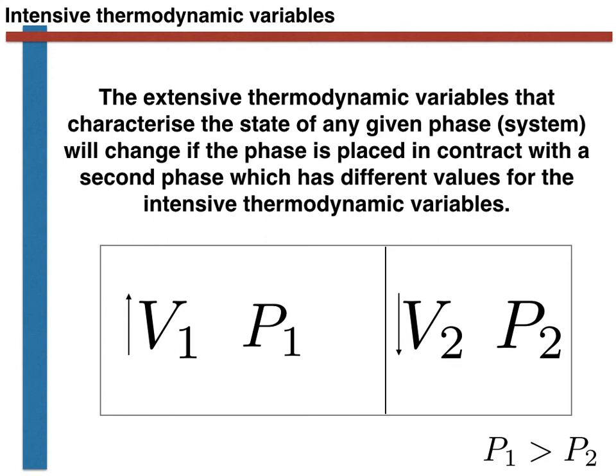As the volume of the first phase increases, the pressure within it will decrease, so P1 will decrease. At the same time, because the volume of the second phase decreases, the pressure goes up, and the expansion of phase 1 stops once the pressures in the two phases are equal. We thus state that at equilibrium, the intensive thermodynamic variables take one single uniform value across the whole system.